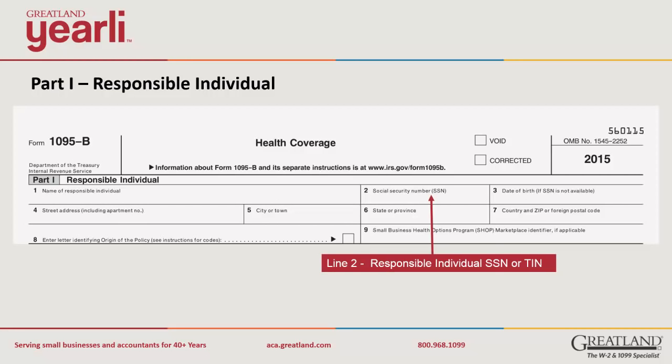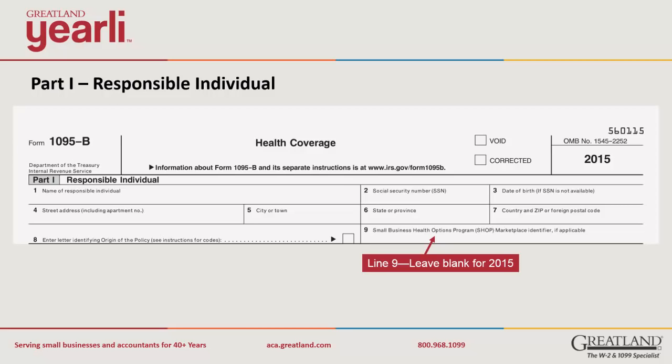Line 2 should include the responsible individual's Social Security number or taxpayer identification number. Enter the responsible individual's date of birth in line 3 only in the case where line 2 is blank. Lines 4 through 7 should include the responsible individual's address. Line 9, which is the Small Business Health Options Program Marketplace Identifier, should be left blank for 2015.